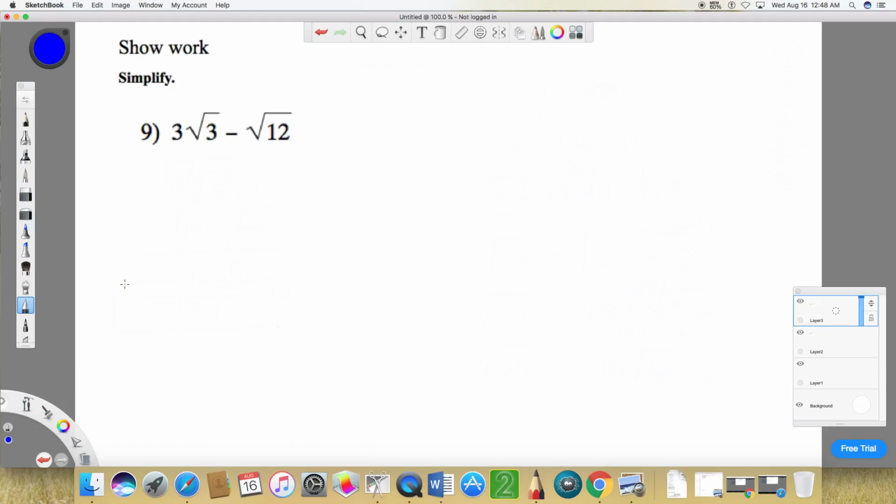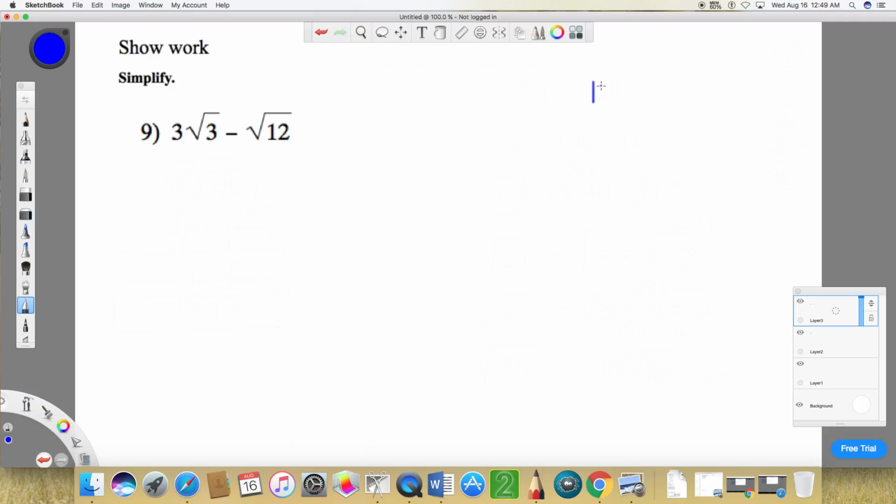Let's take a look at this problem. They're wanting us to simplify 3 times the square root of 3 minus the square root of 12. Well, when you first look at it right now, there's nothing that we can do with it. We have square root of 3 here. We don't have a square root of 3 over here, so we can't treat these as like terms. So sometimes, somebody might say, well, it's already simplified. But see, it's not. We've got to look at this square root of 12.